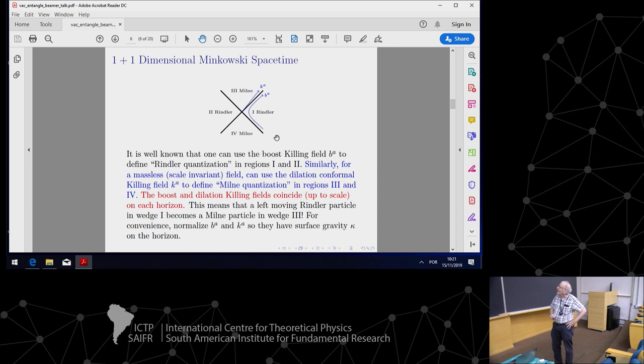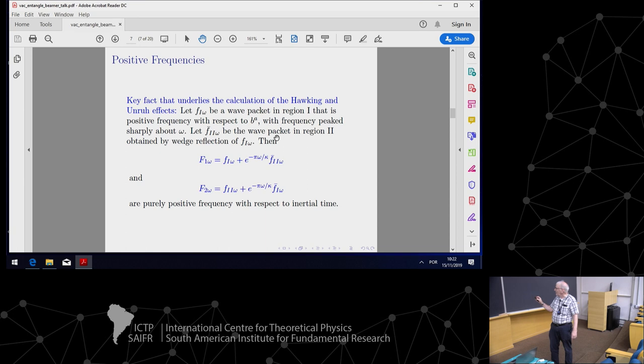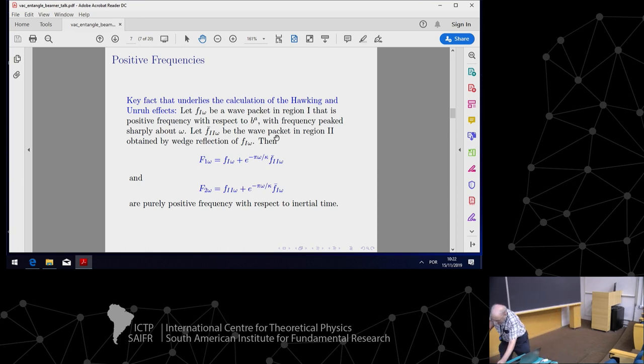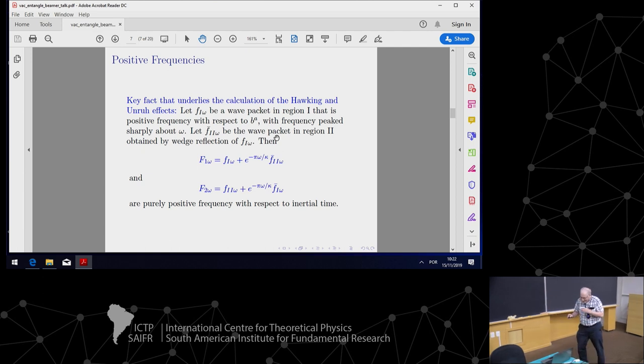Both of these have arbitrary normalizations. I'm going to normalize them for convenience so that I want the surface gravity to be some chosen number kappa on the horizon. Okay, I do need a little bit more background before we do the model. I will get to the model momentarily.